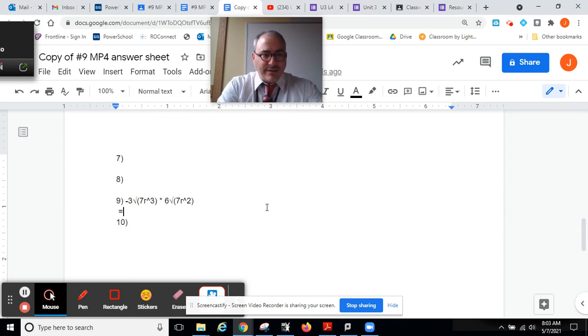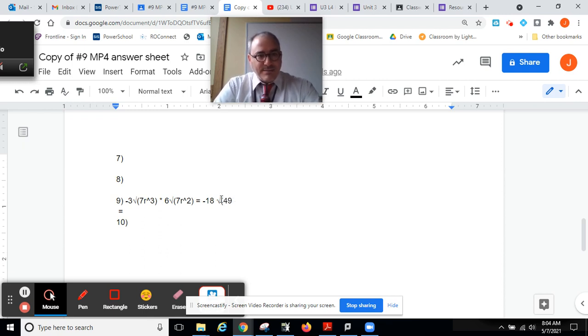Let me start with what I can start with. Let me first multiply what's on the outside here. The 6 is a like term to the negative 3, so I can multiply those pretty easily. Negative 3 times 6 is negative 18. Negative times a positive is a negative. Now I've got to multiply everything that's inside the radicals. I'm going to start with 7 times 7. 7 times 7 is 49.